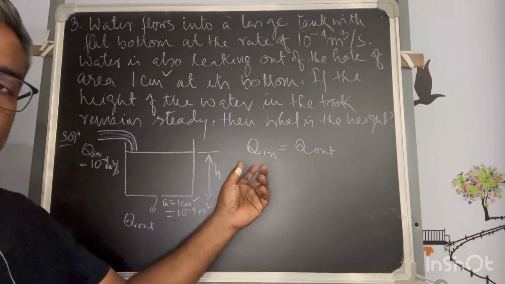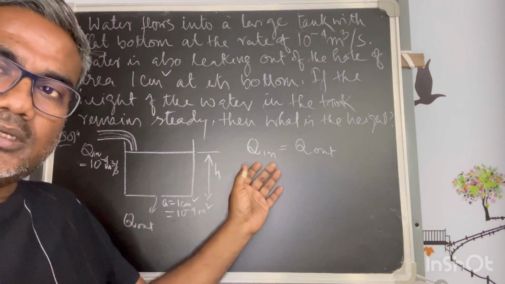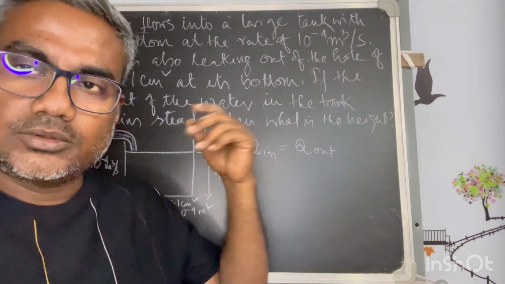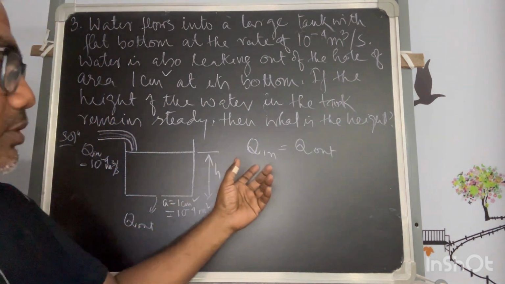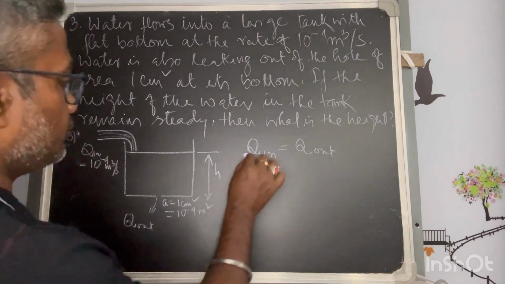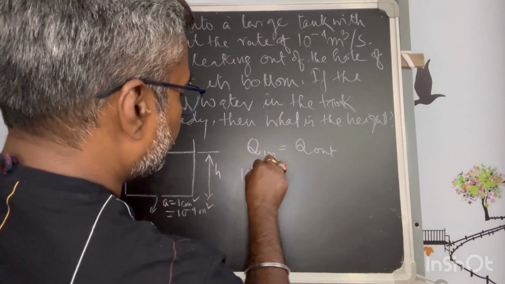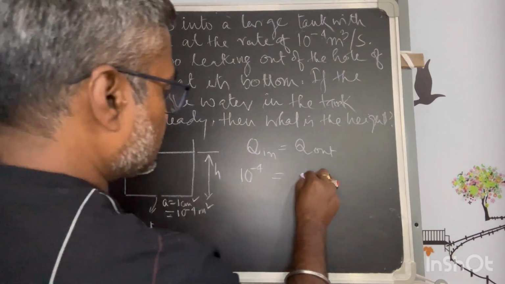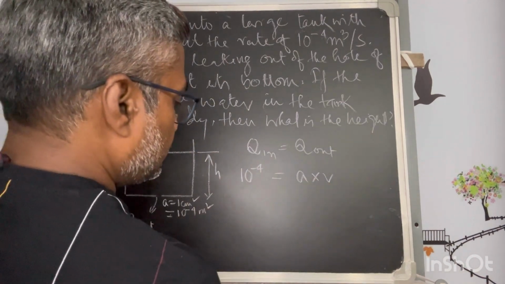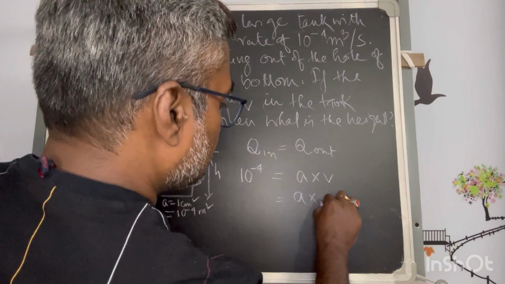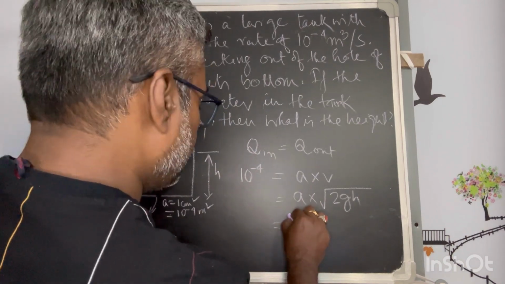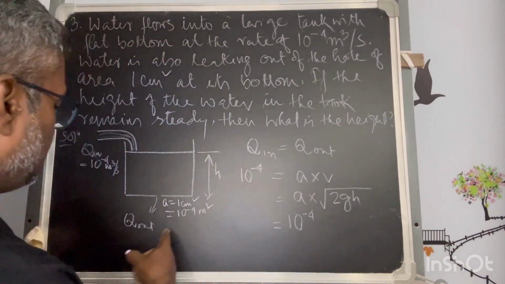Fine. So what we have seen from Bernoulli's equation, in steady state the flow rate in is the flow rate out. There is only one opening, one outlet, so we need not add many outflows. So Q in is equal to 10 to the power minus 4, and Q out is the cross section into the velocity. How do we know the velocity? The velocity is √(2gh), so Q out is A into the square root of 2gh.